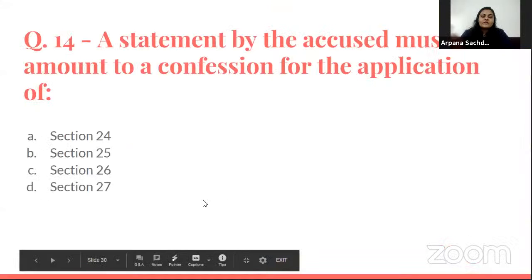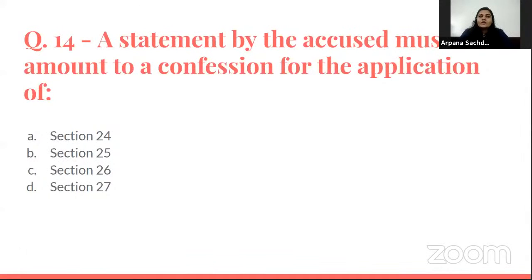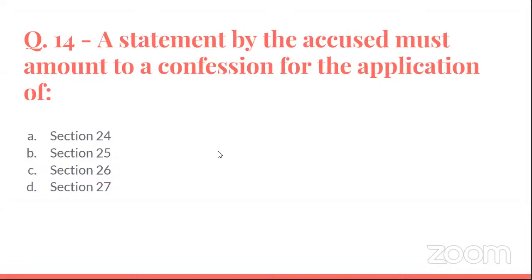So can we have question number 14? A statement by the accused must amount to a confession for the application of section 24, 25, 26, or 27. Participants, we are on question number 14, so kindly mention the correct option.